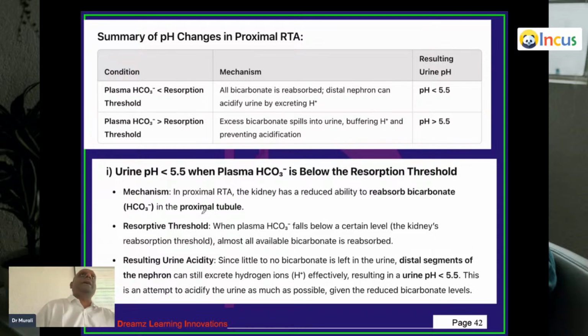Whereas in proximal RTA, still the distal tubule is capable of secreting the H plus. That is the reason urine pH can be acidified. Urine pH can be less than 5.5.